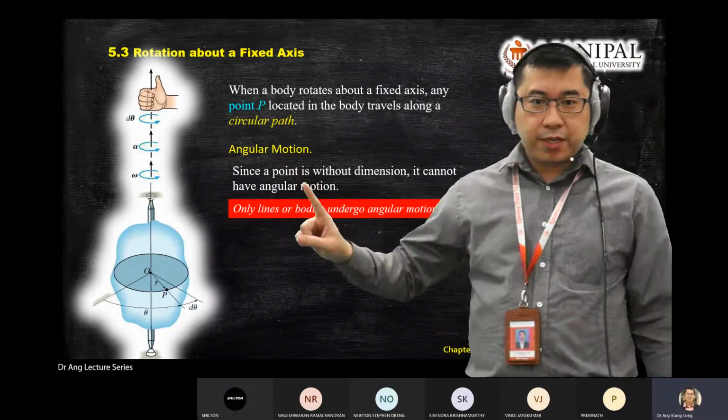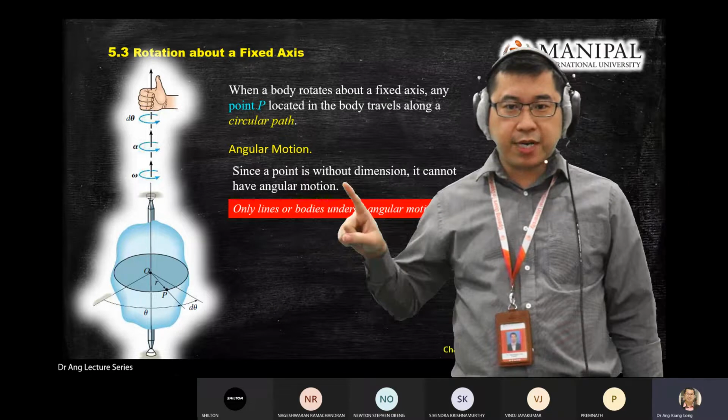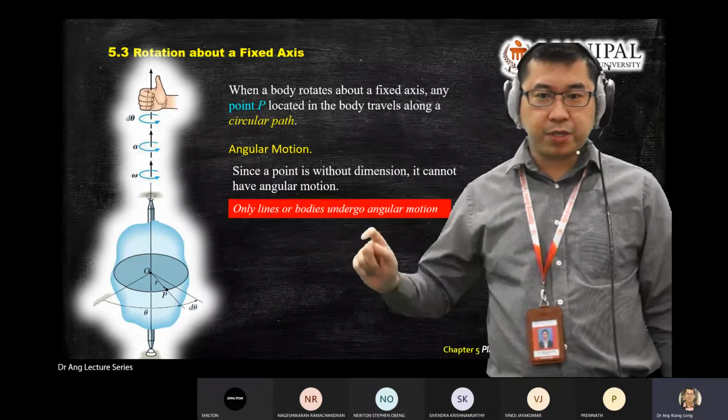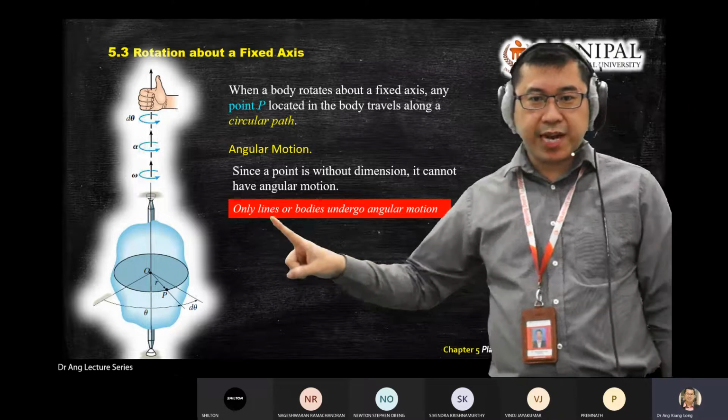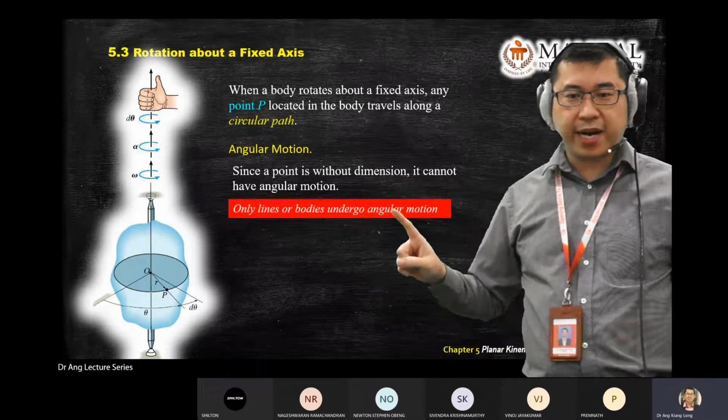So, angular motion. Since a point is without dimension, it cannot have angular motion. I highlight this one. Only lines or bodies undergo angular motion.